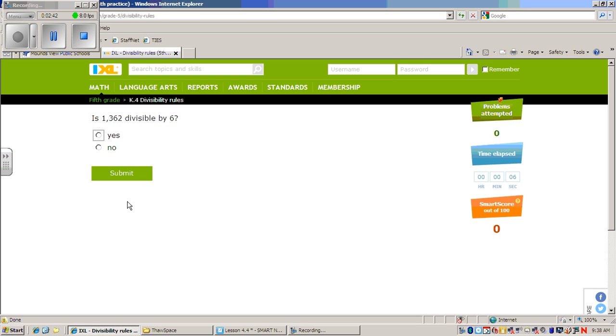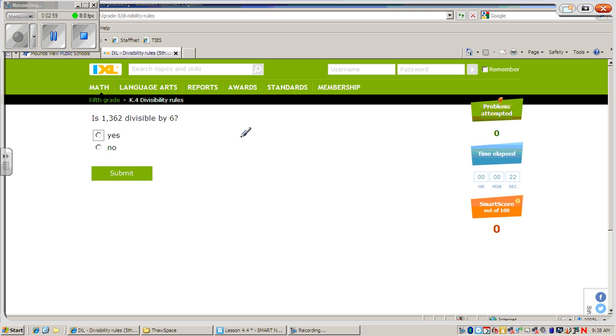So is 1,362 divisible by 6? Now remember the rule for 6. It has to work for 2 and it has to work for 3 in order for it to be divisible by 6. So if I know it ends in a 0, 2, 4, 6, or 8, so it ends in an even, so it's divisible by 2. But now to figure it out for 3, I need to add my numbers. 1 plus 3 is 4, 4 plus 6 is 10, 10 plus 2 is 12. So I know, guess what? 3 does go into 12.